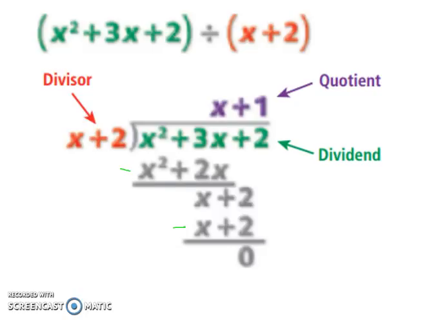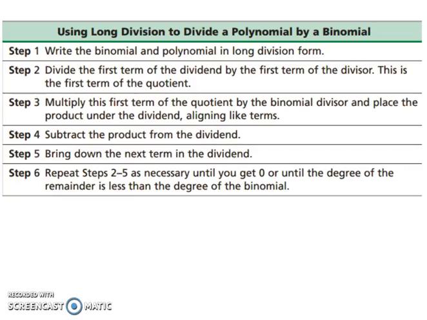So let's look at a few steps first. Step 1, write the binomial and polynomial in long division form. Step 2, divide the first term of the dividend by the first term of the divisor. This is the first term of the quotient. Step 3, multiply this first term by the quotient of the binomial divisor and place the product under the dividend, aligning like terms. Step 4, subtract the product from the dividend. Step 5, bring down that next term. And step 6, keep repeating these steps until you get 0 or until the degree of the remainder is less than the degree of the binomial. So let's try.